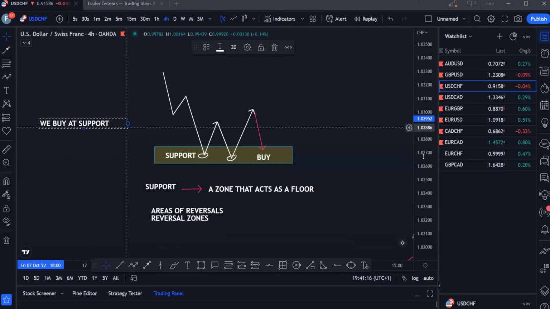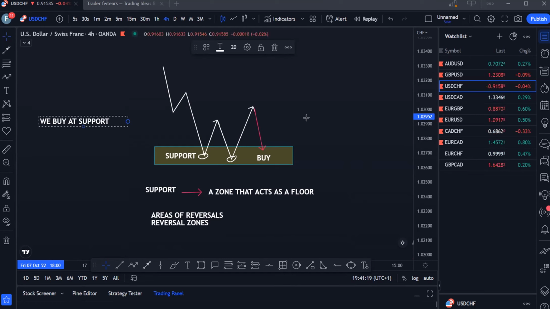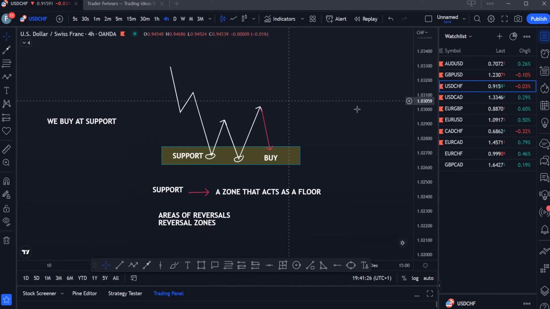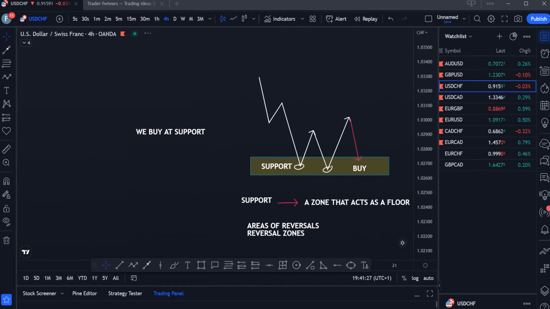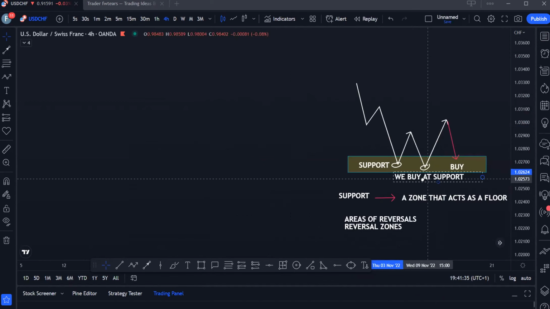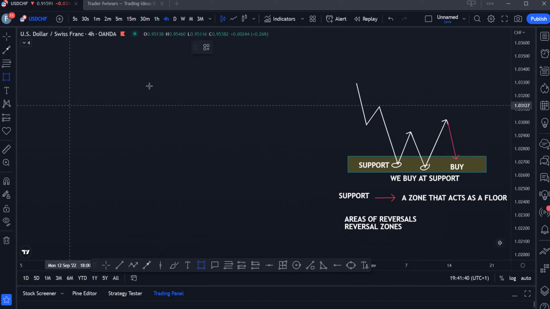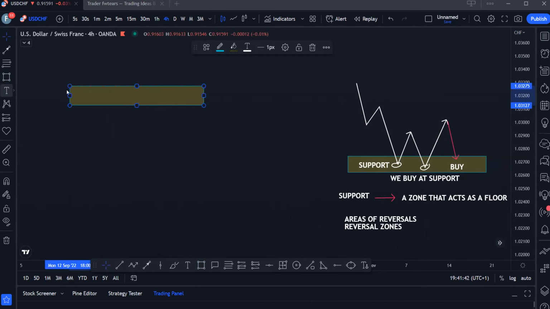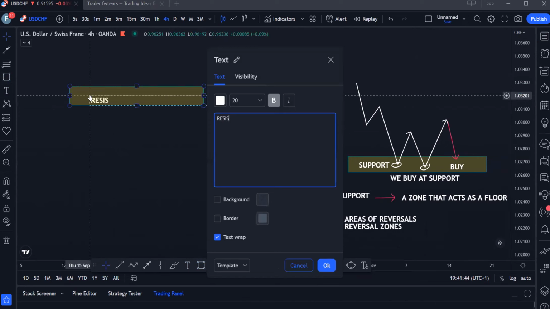Okay, so let's deal with the other aspect of market structure, which is resistance, and then we'll tie everything together. We'll go to the chart shortly and identify support and resistance zones. So we buy at support, very, very important that you know this. Now let's talk about resistance. What is resistance? A resistance is an area in the market that acts as a ceiling. See it as a ceiling, like the ceiling in your apartment right now.